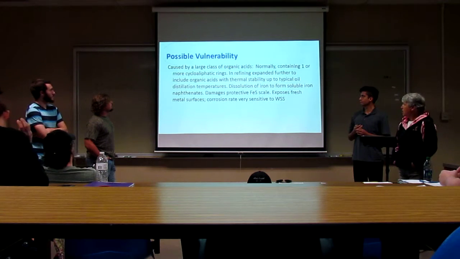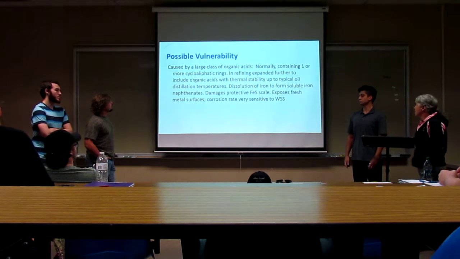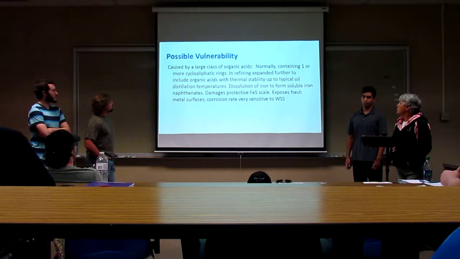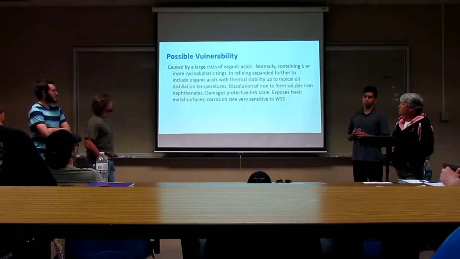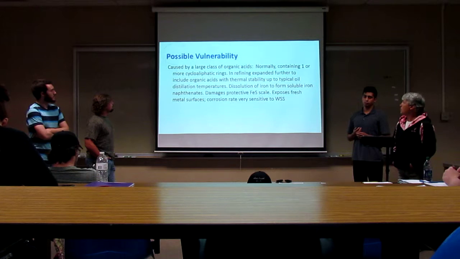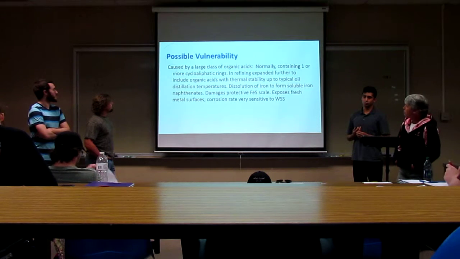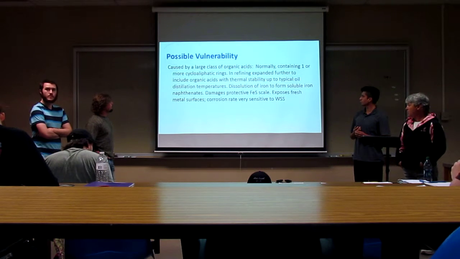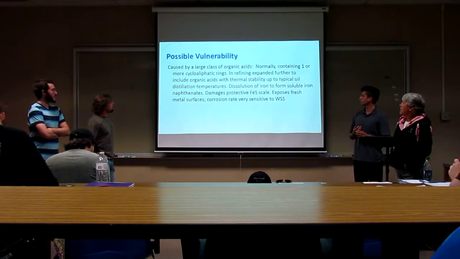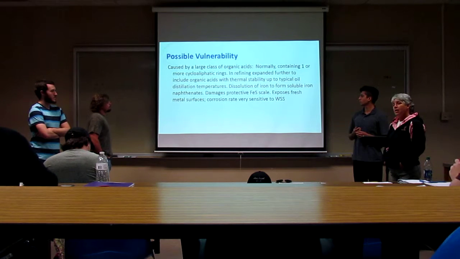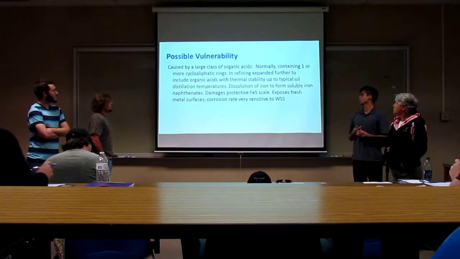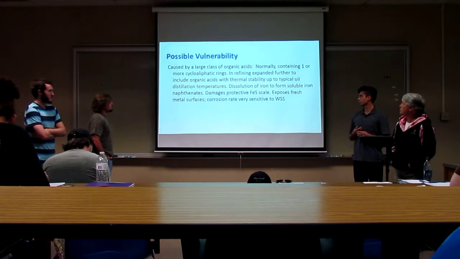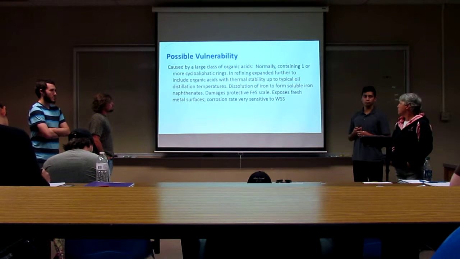Possible vulnerability: it's caused by a large class of organic acids, normally containing one or more cycloaliphatic rings. In refining, the term expanded further to include organic acids with thermal stability up to typical oil distillation temperatures. The dissolution of iron forms soluble iron naphthenates. This damages the protective iron sulfide scale and exposes fresh metal surfaces, where the corrosion rate becomes very sensitive to wall shear stress.